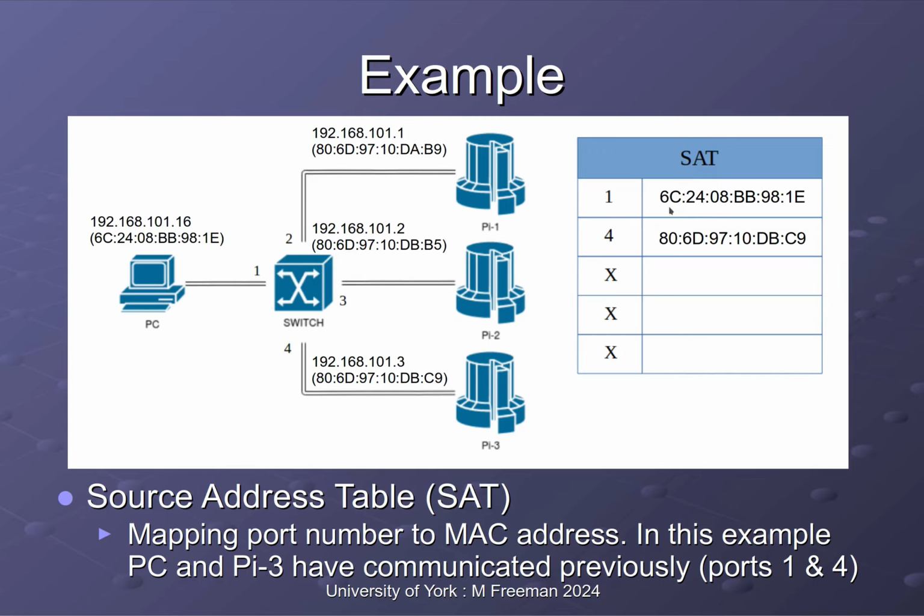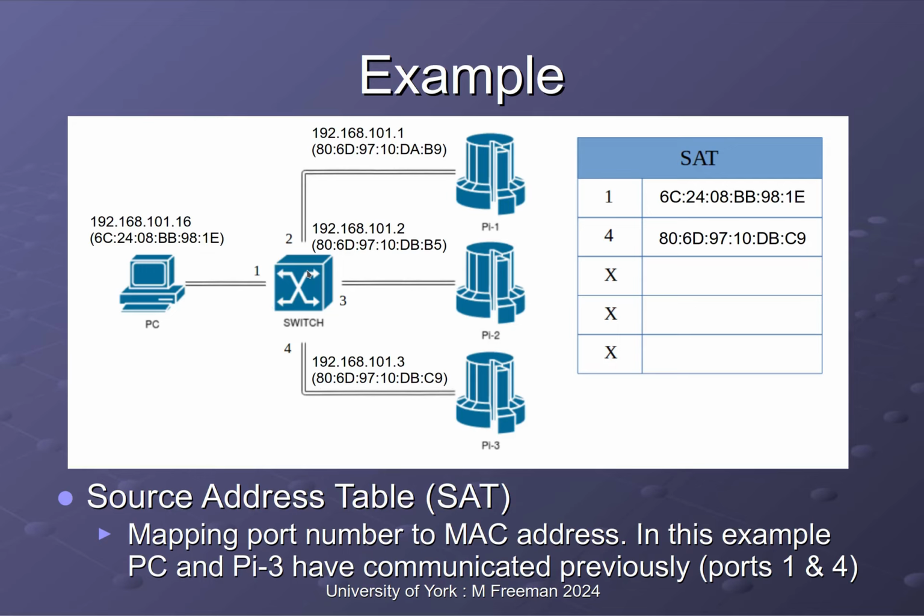So if it receives a packet with the destination MAC address 6C2408BB981E, it knows that it should put that packet out of port 1. And that's the advantage of a switch. If this was a hub, if it receives a packet, it will retransmit that packet onto all other ports, except the one it received it on. So it effectively does a broadcast.